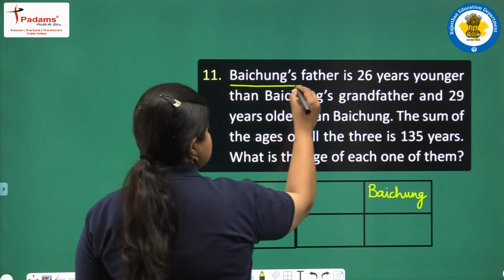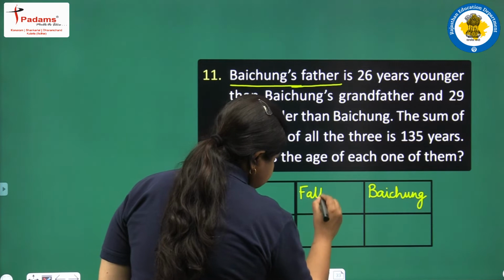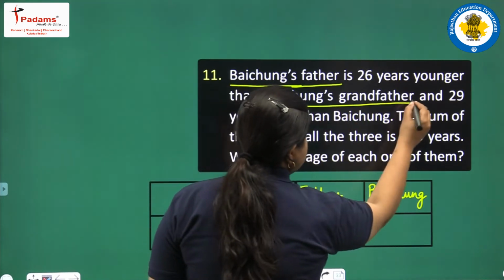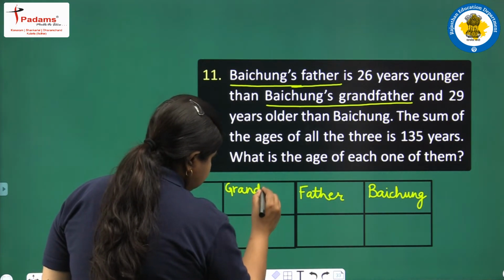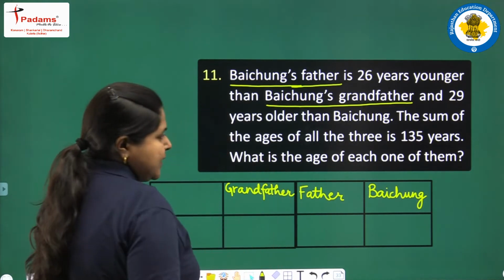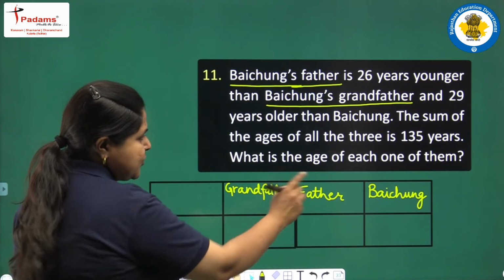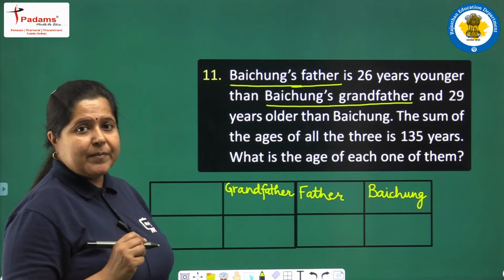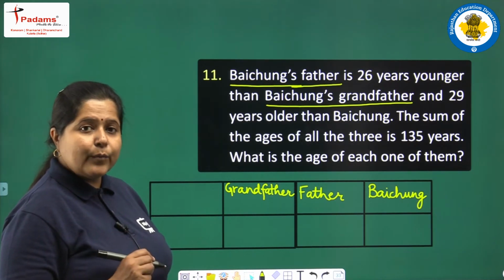Then we have Baichung's father. So, we write the name of father in the center. And then we have Baichung's grandfather. So, we take the column for grandfather, this one. Is it clear? Three persons are there and we have given one column to each. Now, there are three people whose age we need to take as x, the variable.